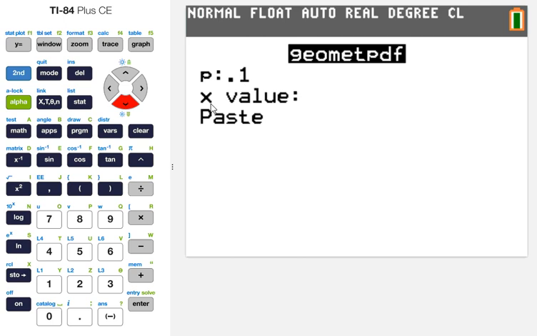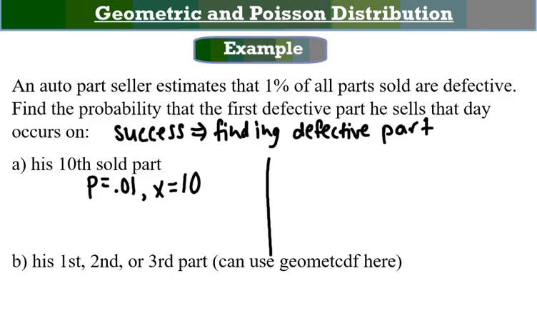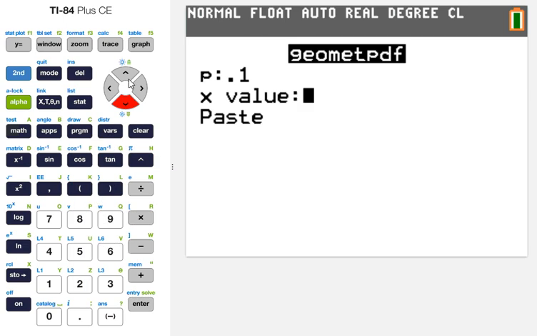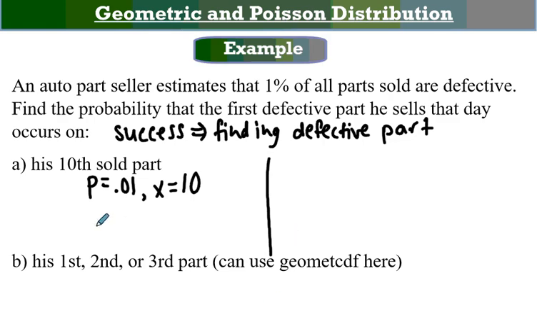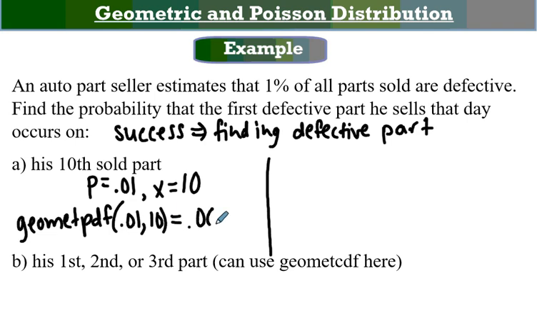We want it to be, what do we say, on the 10th sold part, or sorry, no, I wanted a 1%, so 0.01 on the 10th trial, and I run it, and the likelihood of that occurring is 0.009. So geometric PDF 0.01 comma 10 equals 0.009.